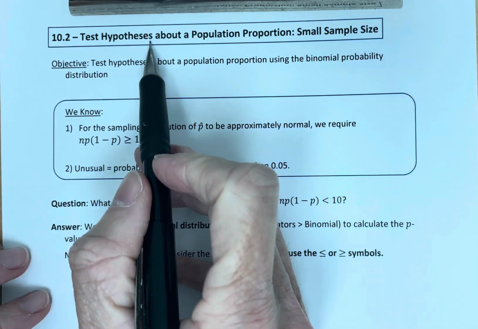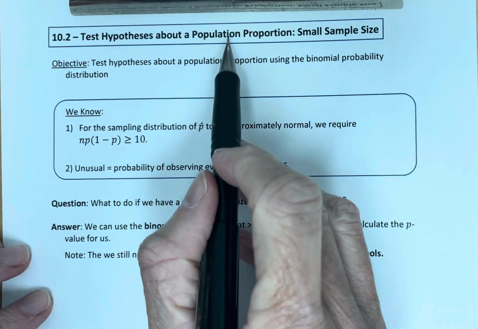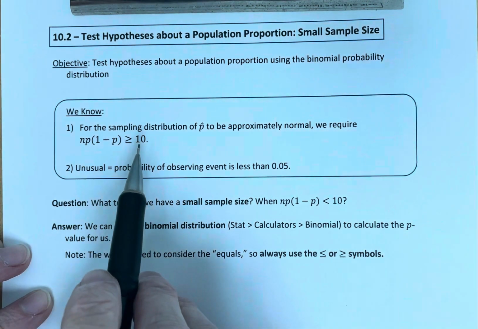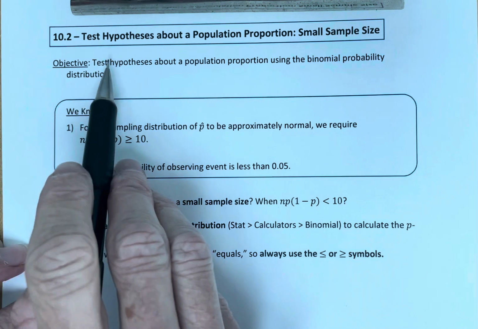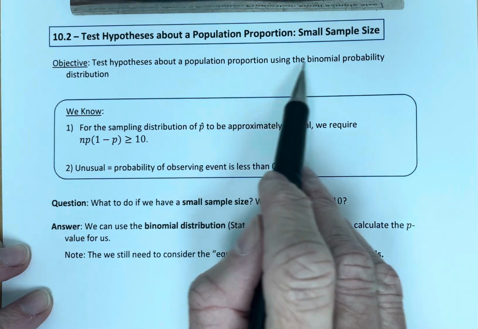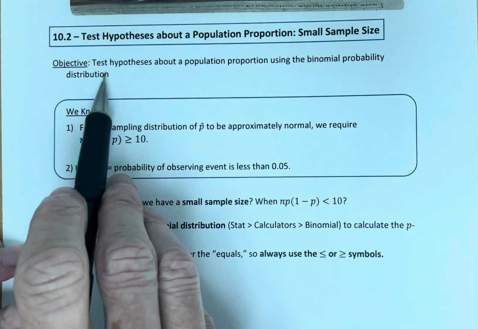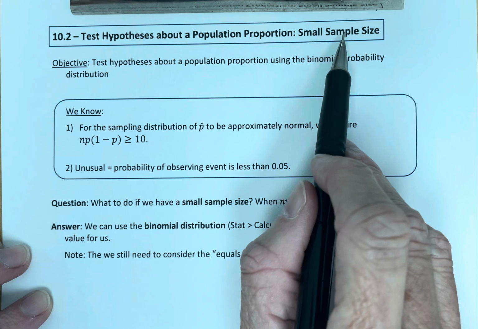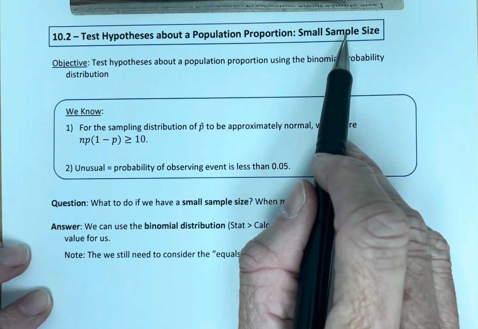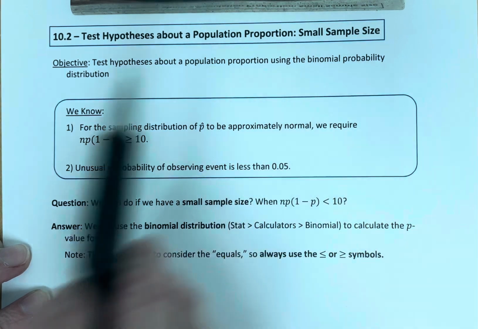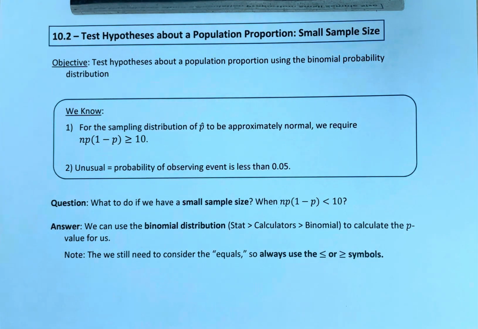Test hypotheses about a population proportion for small sample sizes. Our objective? Test hypotheses about a population proportion using the binomial probability distribution. So when our sample size is too small, we're still able to test hypotheses about a population proportion. We're just going to use the binomial probability distribution.